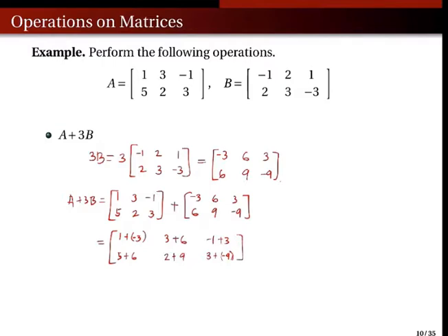And then you do the addition inside. You will have negative 2 here. And then here you have 9. Here you have positive 2. Here 11. Here another 11. And then here you have negative 6. So this is the matrix A plus 3B.